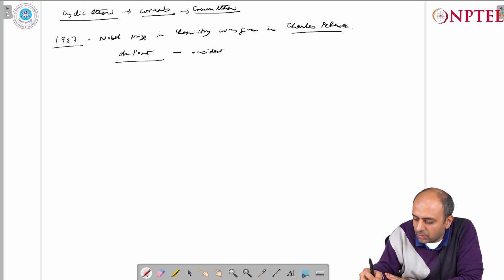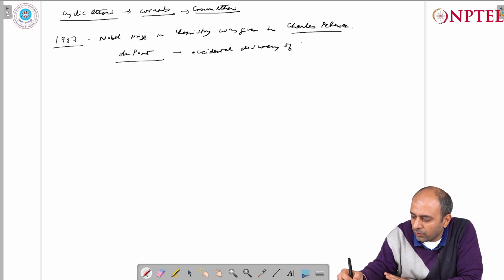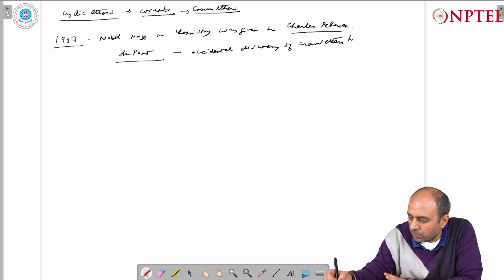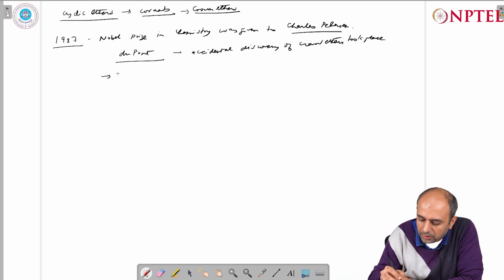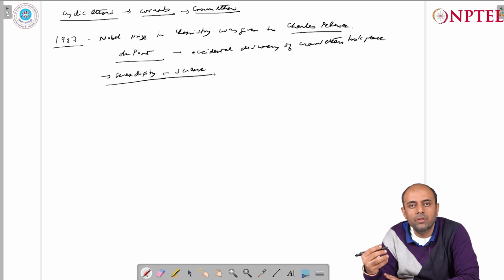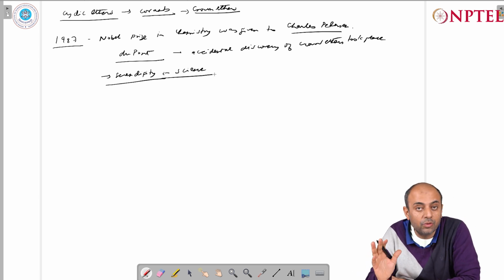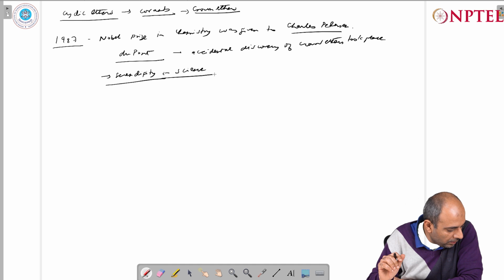accidental discovery of crown ethers took place. So this is referred to as serendipity in science, and serendipity in science plays a very important role because most of the notable discoveries have happened due to serendipity. So what he was trying to do is the following.